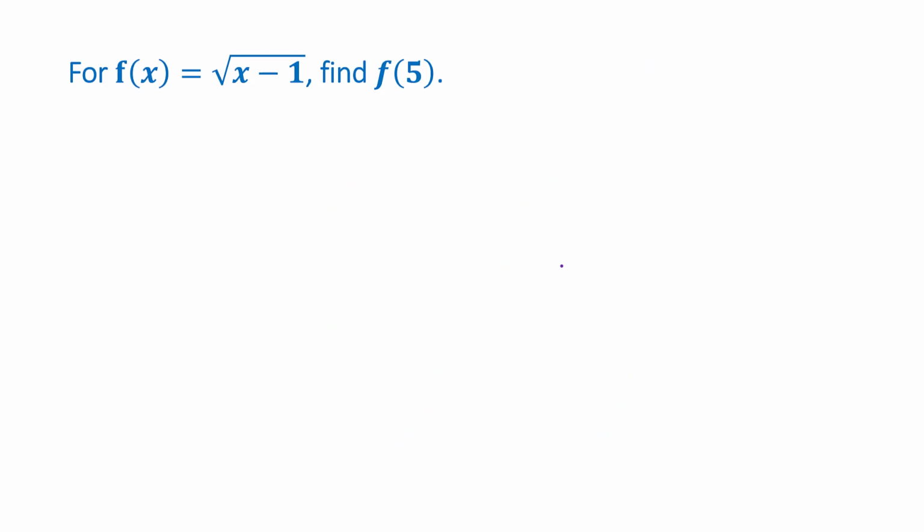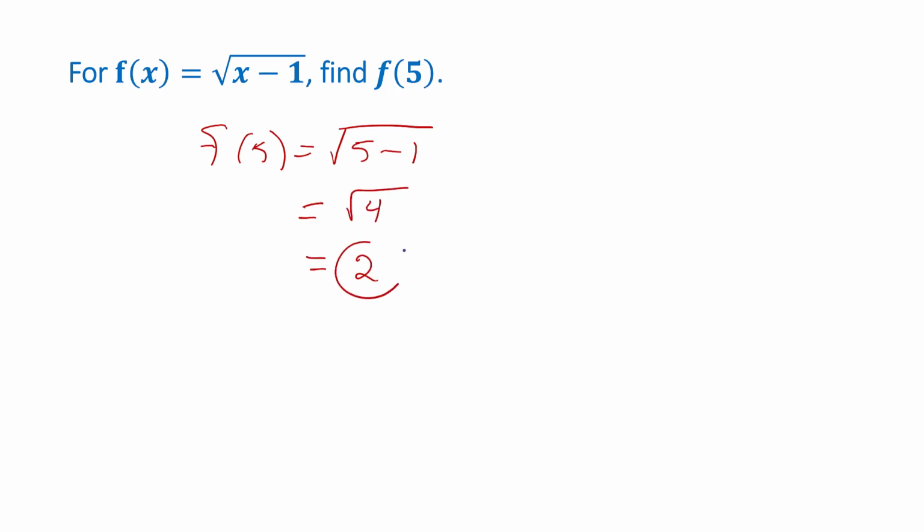Okay, so you've probably found function values before. Here, if we went to find f of 5, where f of x equals the square root of x minus 1, f of 5 would be equal to the square root of 5 minus 1, which is the square root of 4, or 2. Okay, so that's a fairly simple problem.